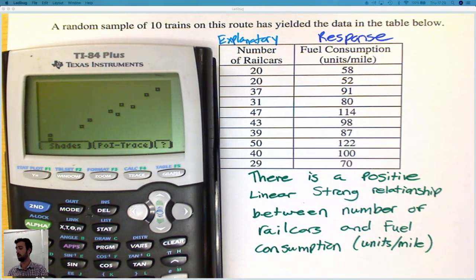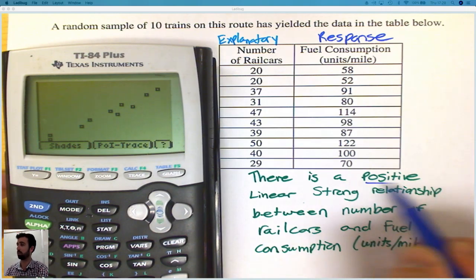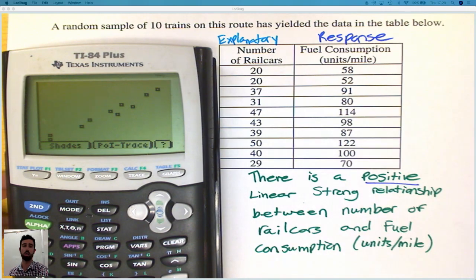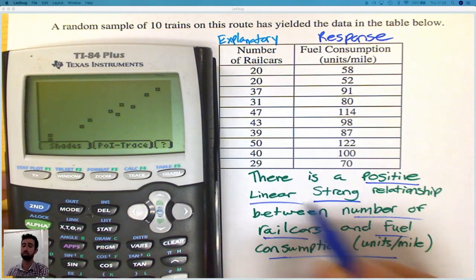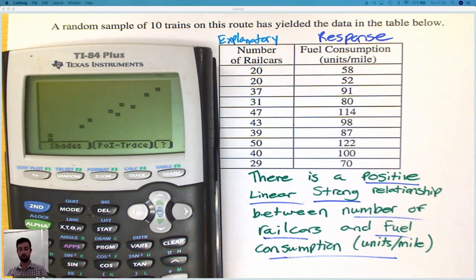So we touched on direction. It's positive. On strength, it's strong. Unusual, there's really nothing unusual. Context. And we touched on form. So all the parts needed to make sure that we have full credit on how we would describe it.